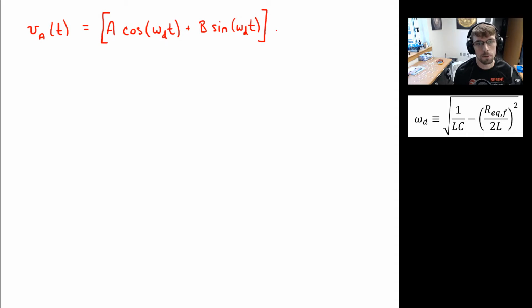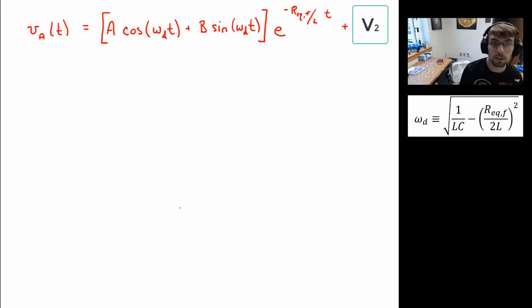This would still be multiplied by e to the negative REQ final, the equivalent resistance, divided by L times time. And then we had that V2 over LC tacked on to the end. And you can see when I take a time derivative, that piece goes away.